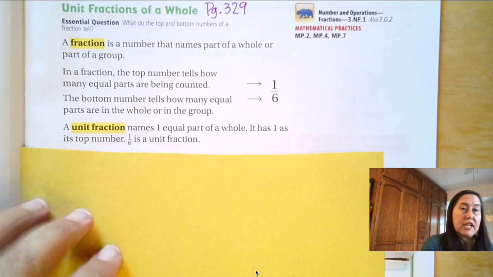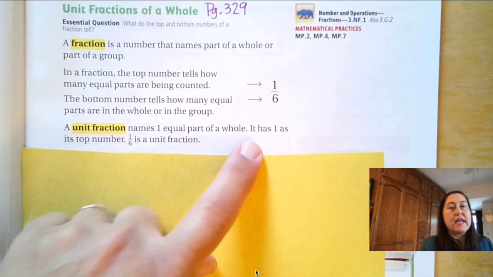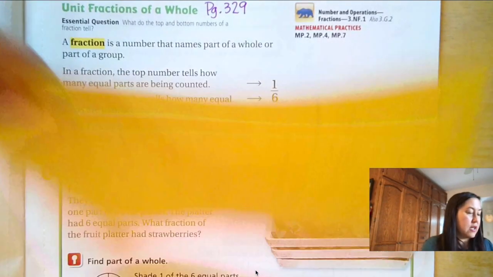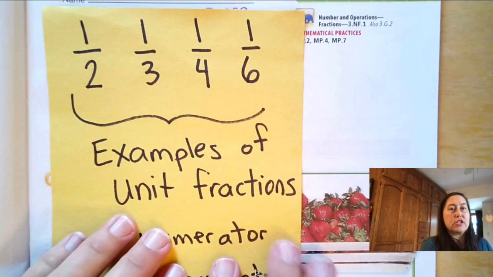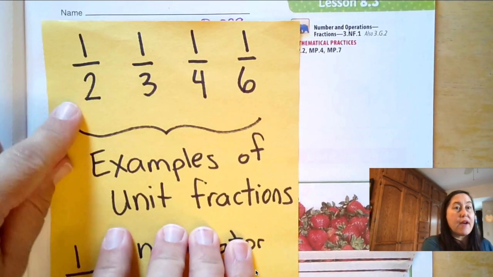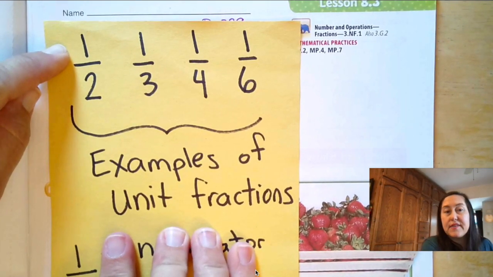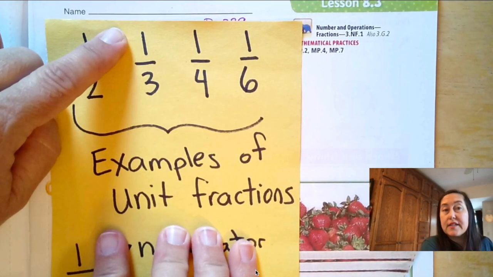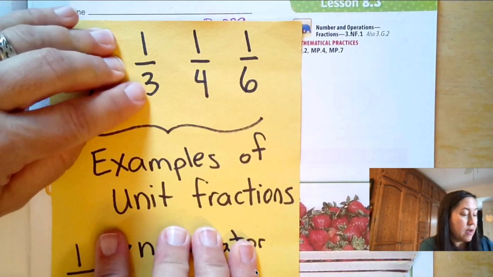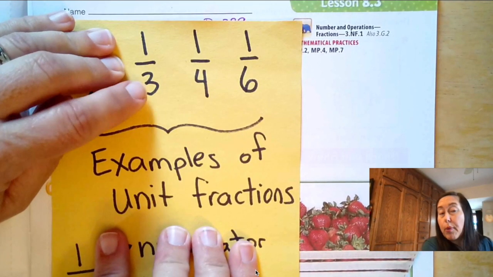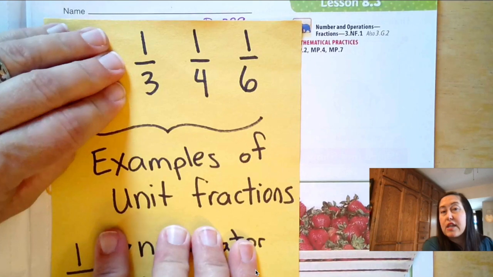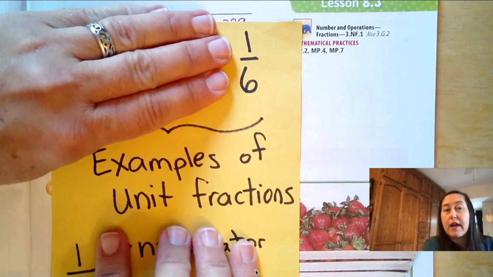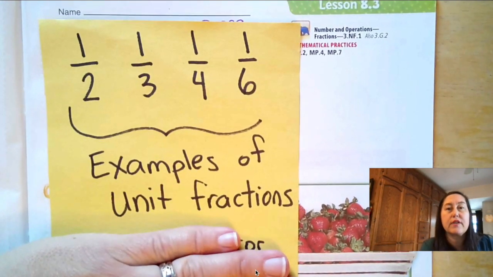And a unit fraction names one equal part of a whole. It has 1 as its top number. 1/6 is a unit fraction. So these are all some examples of unit fractions. 1/2 is a unit fraction because it has 1 in the top number. 1/3 is a unit fraction. It has 1 in the top. This would be a whole or a group that has 3 equal parts. But one of those 3 equal parts is a unit fraction. 1/4 is a unit fraction. 1/6 is a unit fraction, right? Those are all examples of unit fractions.